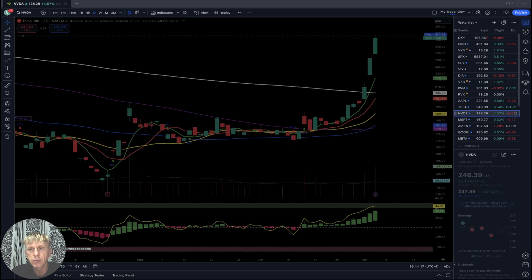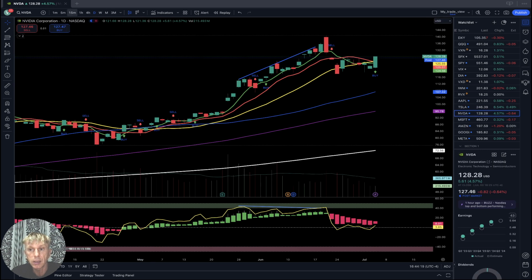Nvidia plus 4.5%, Tesla was plus 6.5%. Nvidia 4.5%, right? Daily time frame, it bounced from the bearish territory, SMA 5 10 and bars below SMA 20, it is bearish territory. Nice bounce. I believe it could be a bull trap. This one could be a bull trap.